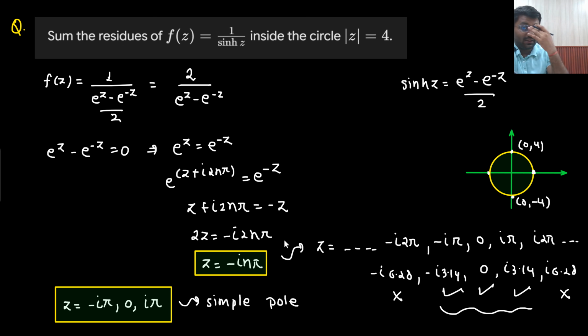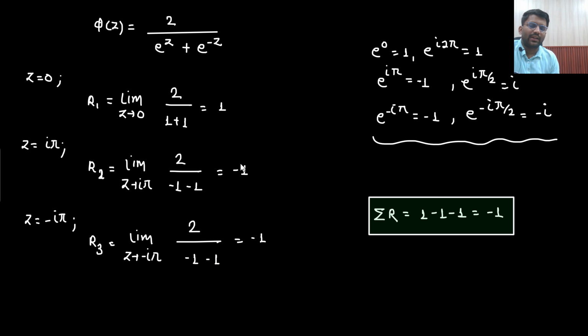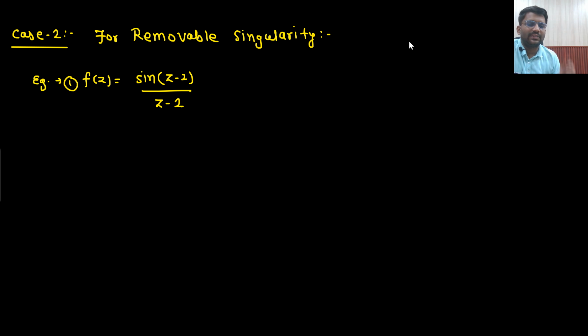Yes, sir. What I would do is that I have got the answer, numerator as it is, differentiation of denominator, so I can do, and then I need to put the values. I got the answer 1 minus 1 minus 1, answer is minus 1. Understandable? Okay then. So now we will understand about removable singularity.